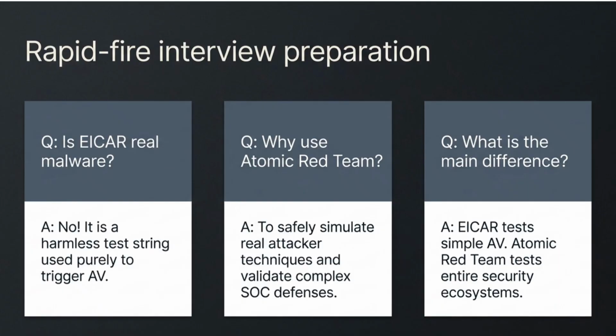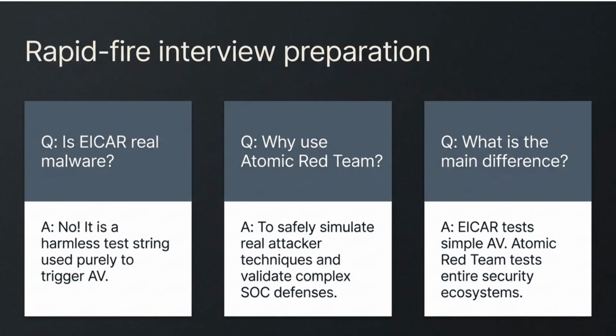The answer is, it is an open source project that safely simulates attacker techniques so organizations can test and improve their security detections. Question number 4. Why do companies use Atomic Red Team? Answer, to validate security controls, such as Microsoft Defender and Microsoft Sentinel. Question number 5. What is the difference between EICAR and Atomic Red Team? Answer. EICAR is a simple antivirus test file, while Atomic Red Team simulates real attack techniques to test broader security detections and response capability.